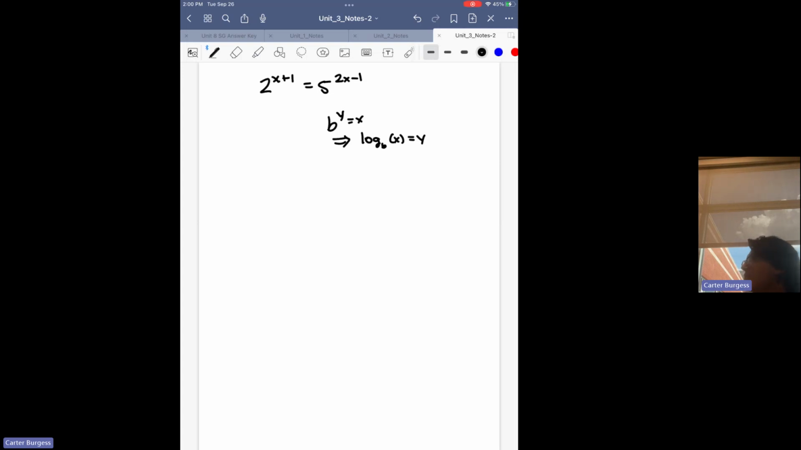Ultimately, it doesn't matter. We kind of saw that we could work this from either side, and it's not really going to matter. But let's just say for the sake of it, we want to think of 2 as our base and x plus 1 as our y, and then the other side as just the other side. Then we could take this statement and rewrite it as log base 2 of 5 to the 2x minus 1 is equal to x plus 1.